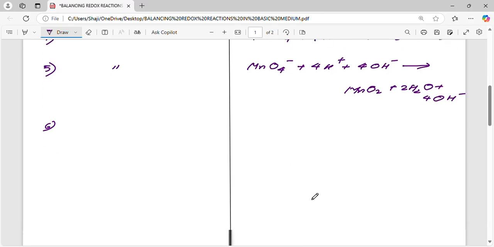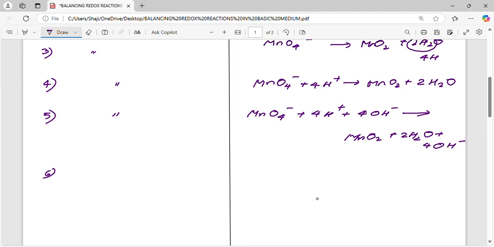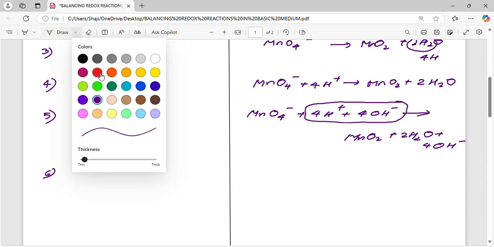Now in the next step, let's see what is happening. H+ and OH- ions make water. We know that. So here 4 H+ and 4 OH- ions make 4 water. I'll just write 4 water over there.